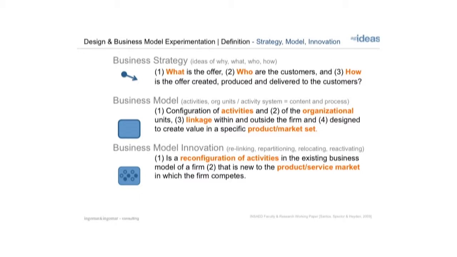And we already found out that there are amazing advantages by doing it structured, by integrating design early and doing it in a structured way. So I just want to briefly have a definition so we are sure we know what we're talking about. What is a business strategy? It's the what's and the who's. What is a business model? It's the configuration of activities. It's how the organizational units are linked and how it basically serves a specific need in the market. And then the innovation part is, of course, reconfiguring these activities to create new products and services.